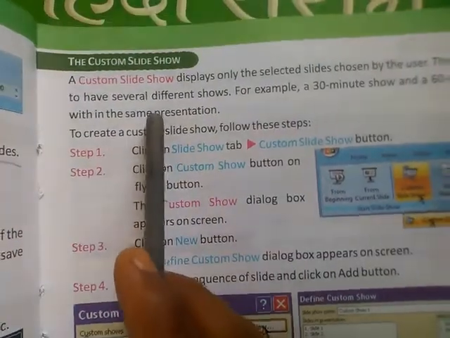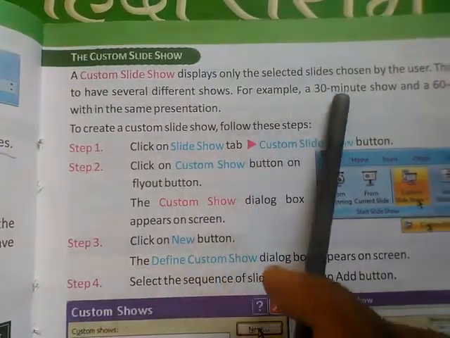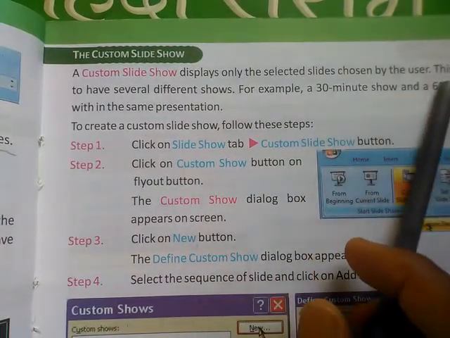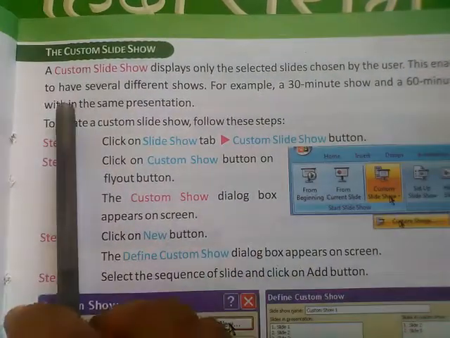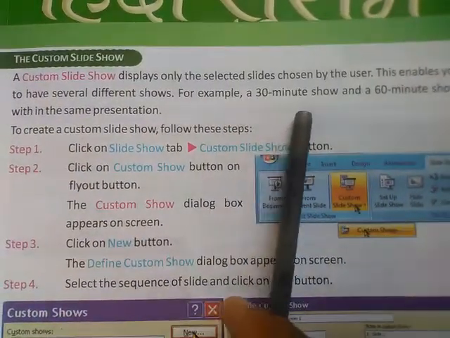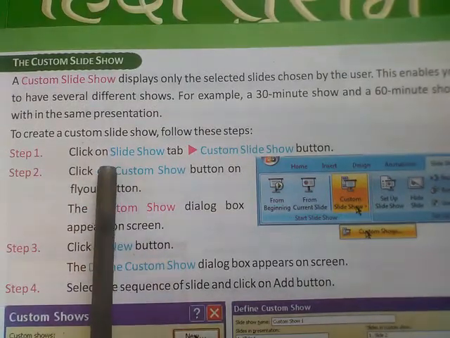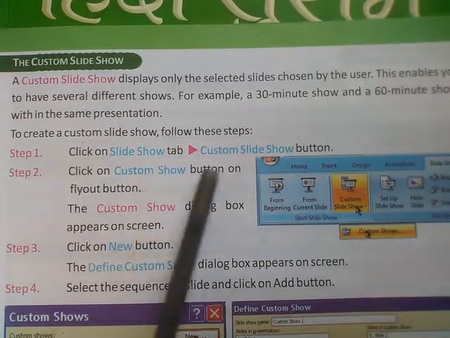Now the custom slideshow. A custom slideshow displays only the selected slides chosen by the user. This enables you to have several different shows, for example, a 3-minute show and a 60-minute show within the same presentation. To create a custom slideshow, follow these steps.